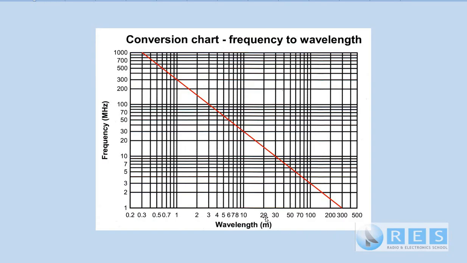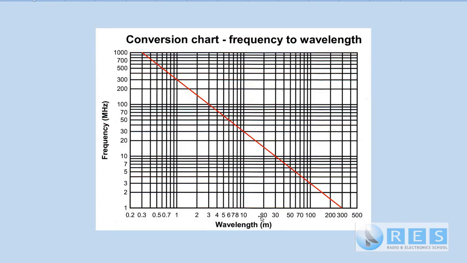Suppose we had a wavelength of 20 meters and we wanted to know the frequency. 20 meters, follow it up to the line, hit the line, move left till we get to there, and it's around about 14 megahertz. So 20 meters is about 14 megahertz. You will most likely have to use this chart in your foundation theory assessment, and so make sure that you can convert from one to the other, frequency to wavelength.